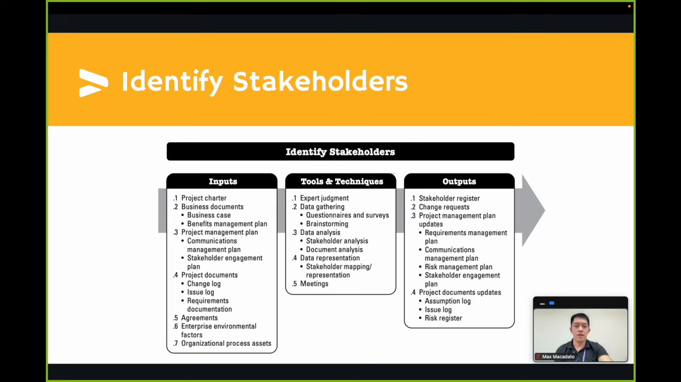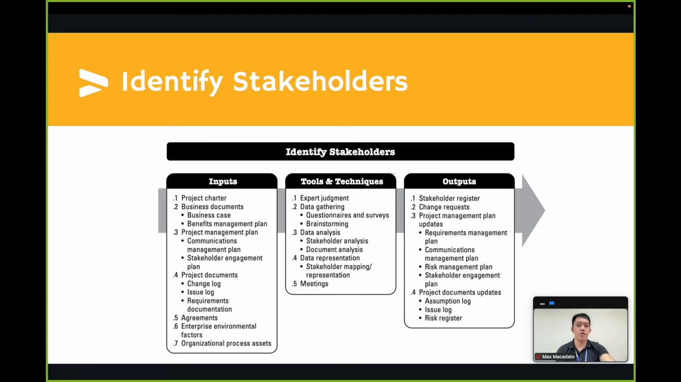Another important tool and technique is data representation. A data representation technique that may be used in this process is stakeholder mapping representation. The stakeholder mapping representation is a method of categorizing stakeholders using various methods. Finally, meetings are used to develop an understanding of significant project stakeholders. They can take the form of facilitation workshops, small group guided discussions, and virtual groups using electronic or social media technologies to share ideas and analyze data.